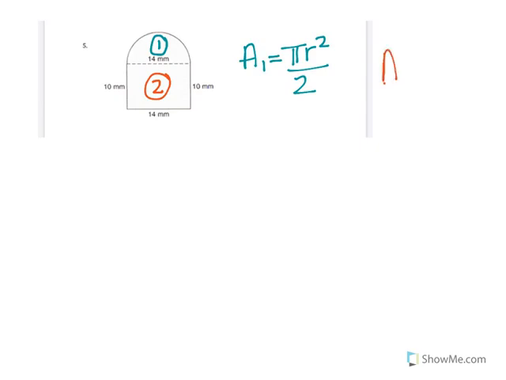And the other shape that we have is a rectangle, which is just simply your length times your width, or base times height. Whatever letters you really want to use, it doesn't matter. Now, to find the area of the first shape, we have to figure out the radius. Currently, the 14 millimeters represents the diameter. So the radius should be 7.